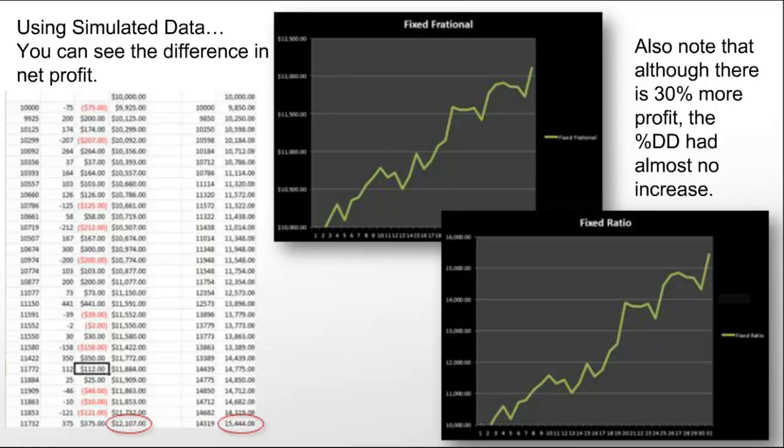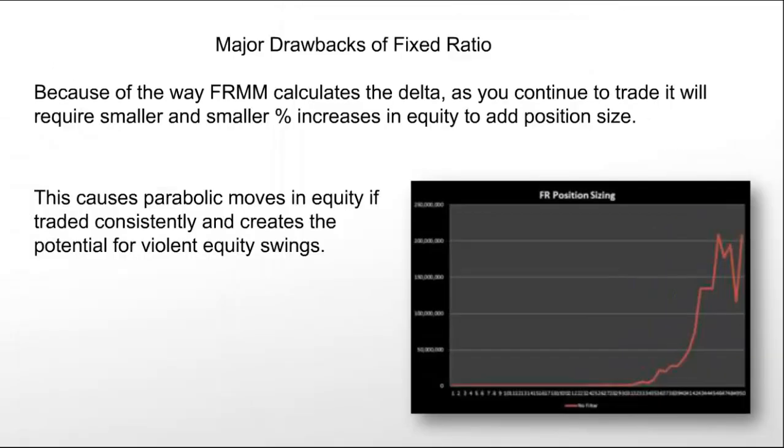Because look at these two equity curves. They're almost identical, right? You don't see any wild pullbacks here because we're increasing and decreasing position size quickly as our account moves into new equity highs or drawdowns. And we're able to create a 30% additional profit out of the same trading system without really increasing our drawdown at all. Now, what are the major drawbacks?